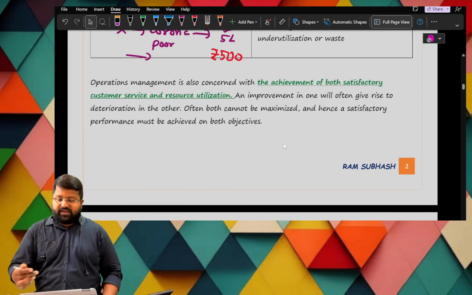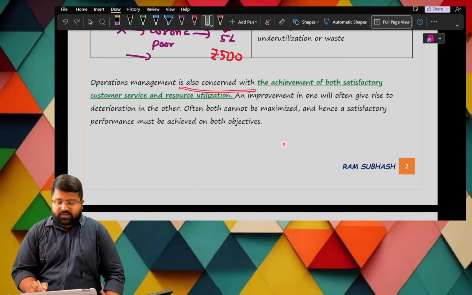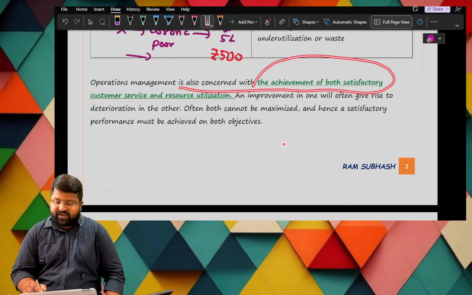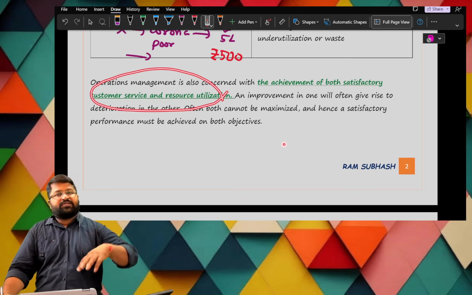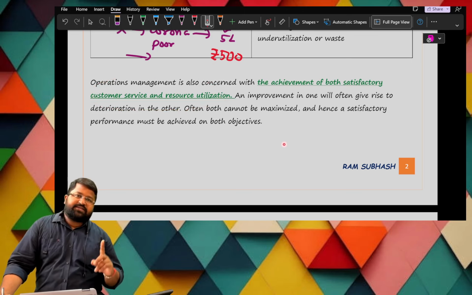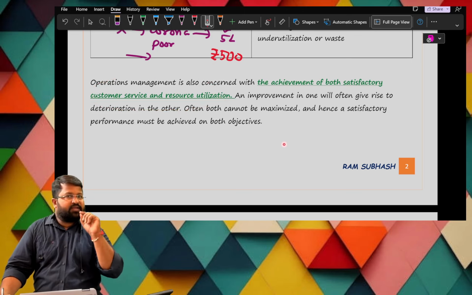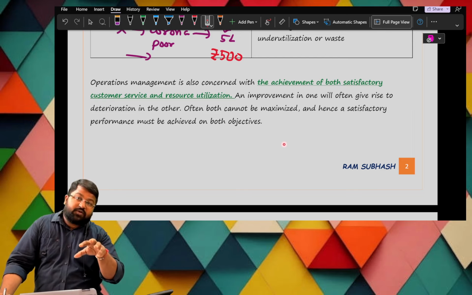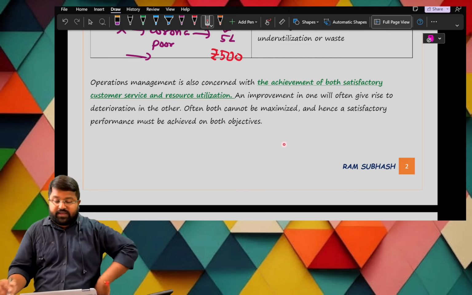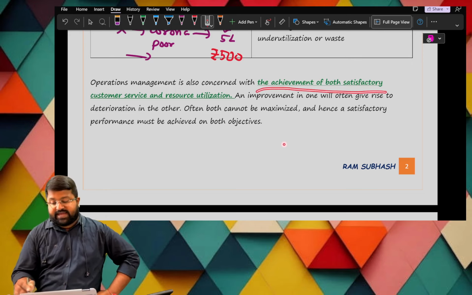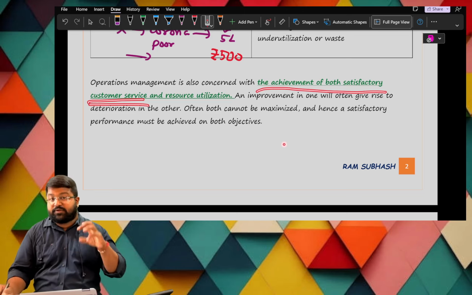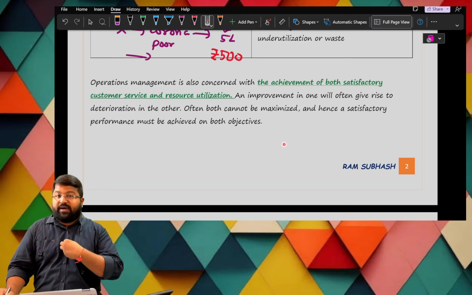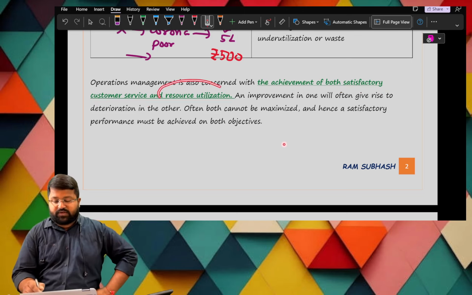So, finally, what is the definition? Operations management is also concerned with achievement of both satisfactory customer service and resource utilization. So if they ask about the definition, we'll write the first part, that it encompasses all the activities. Then there are two objectives. The first objective is customer service. The second objective is resource utilization. Finally, it is the achievement of both satisfactory customer service. The customer should be satisfied. If he buys my product, he should be satisfied, and resource utilization.